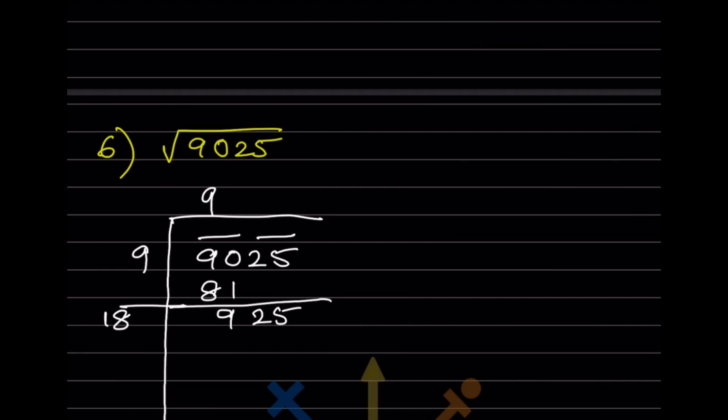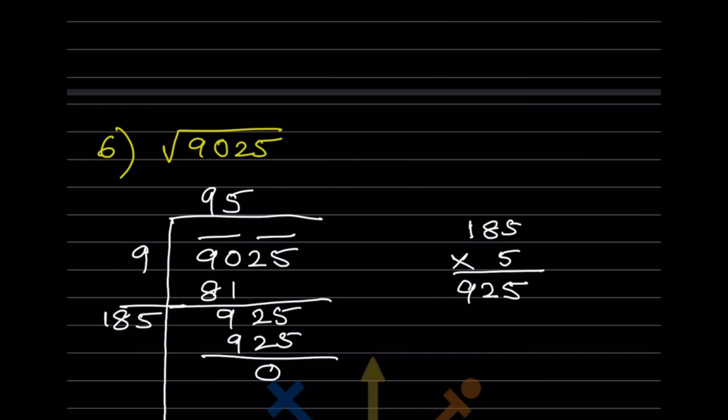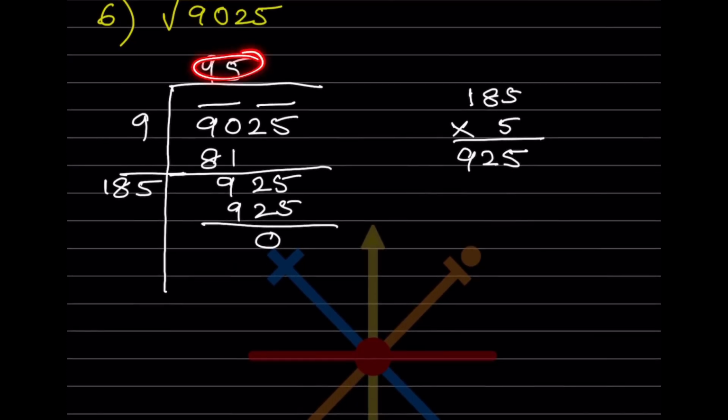Now you are going to concentrate on this one, that is 5. So where do we get 5? That is just one number. 5 fives are 25. So now we are going to look at here 185 because this is 18. So multiply by 5. So this will be 925. So here 5. So the answer is 95.